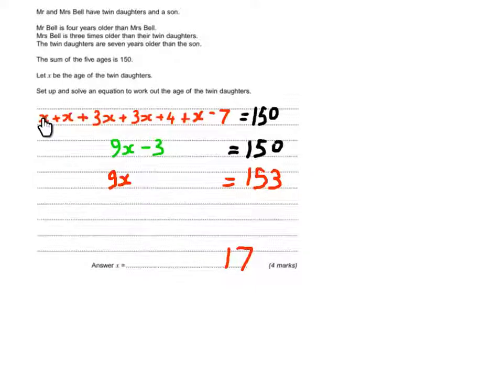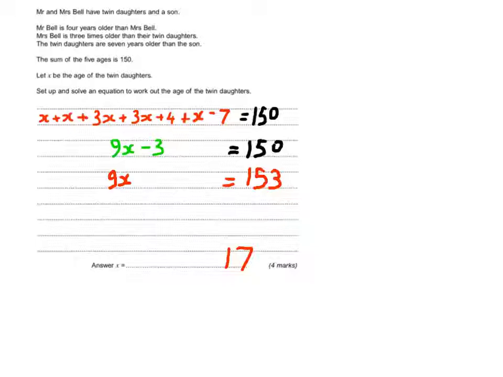Okay, so the twin daughters are x, so their ages are x plus x. Mrs. Bell is 3 times older than that, so her age is 3x. Mr. Bell is 4 years older than Mrs. Bell, so his age is 3x plus 4. And then finally, the twin daughters are 7 years older than the son, so the son is 7 years younger than the twin daughters, so his age is x minus 7.